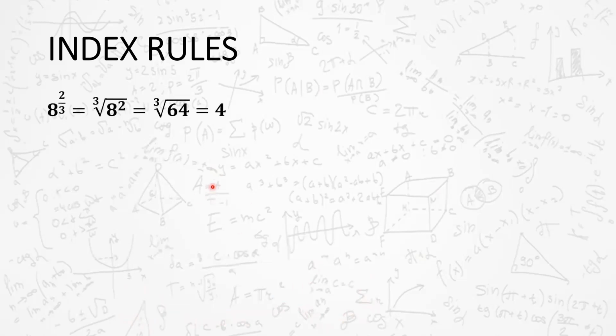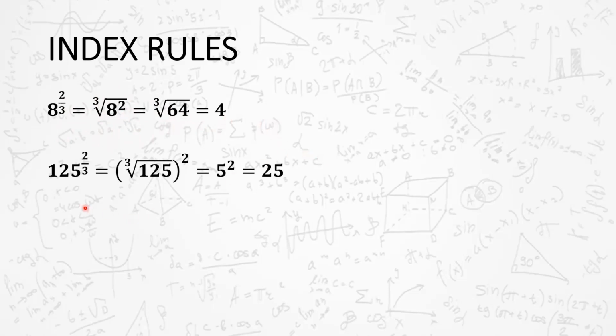Okay, so let's have a look at this one. This one is what I did earlier. Remember I said the numerator is always the power, the denominator is always the root. So now we have 8 to the power 2 over 3. 2 goes in as the power, 3 goes out as the cube root. 8 squared equals 64. Cube root of 64 equals 4.